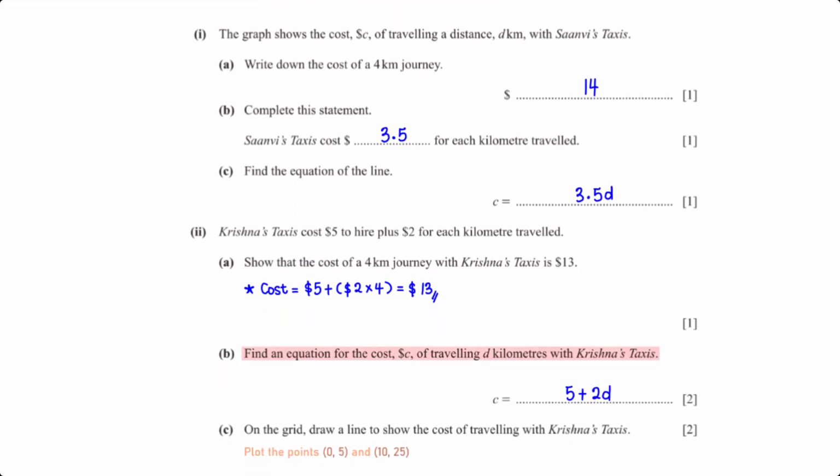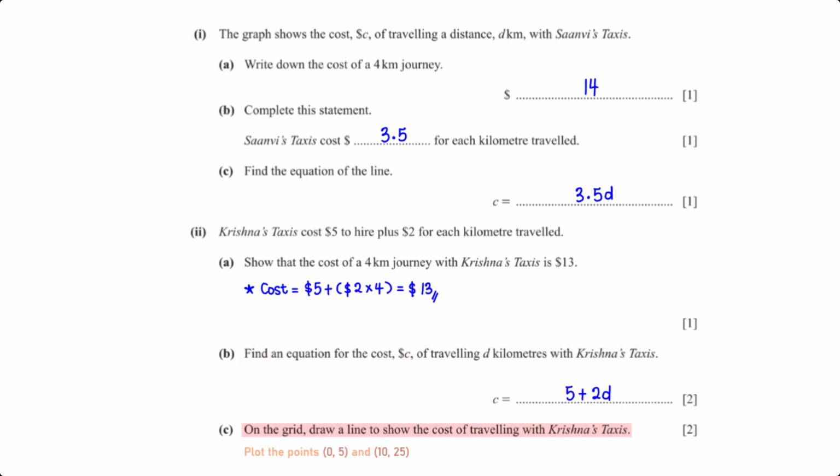Find an equation for the cost C dollars of traveling D kilometers with Krishna's taxis. Looking at how we calculated the cost in the previous question, we see that the cost C of traveling D kilometers with Krishna's taxis is 5 plus 2D.